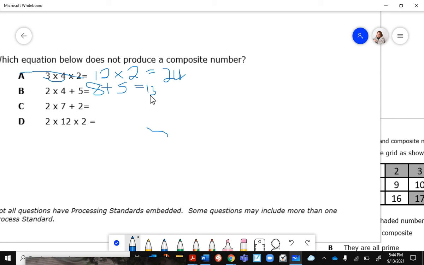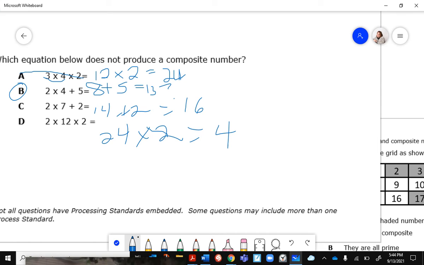Next one is going to be 2 times 7. That's 14. 14 plus 2 equals 16. 16 is a composite number, so I'm going to circle this as a question. And look at the last one. 2 times 12 equals 24. Then I have 24 times 2, 48. And we determined today that 48 is a composite number, so that can't be it. So the correct answer then is B.